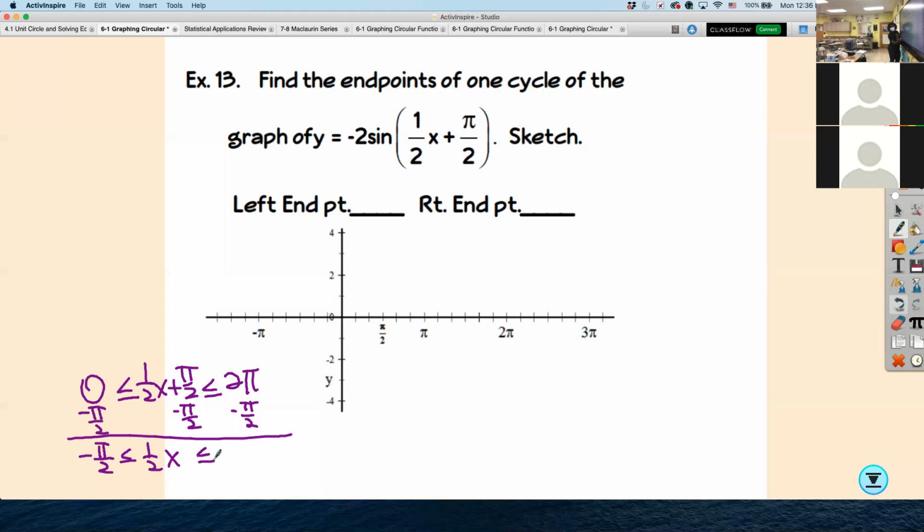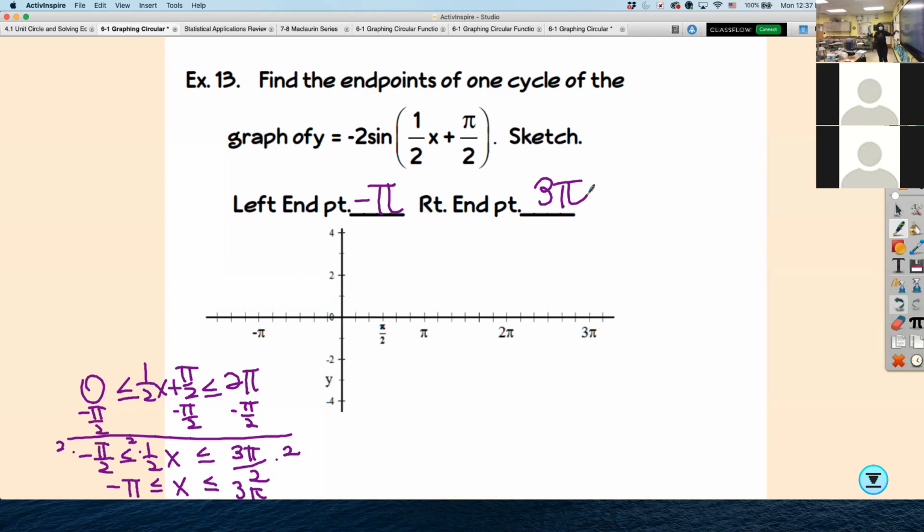what's 2 pi minus pi over 2? Is it 3 pi over 2? Very good. And then how do I get rid of that 1/2? Multiply by 2. Multiply everything by 2. So when I do that, I'm going to start at negative pi and end at 3 pi. That is my left endpoint and this is my right endpoint.